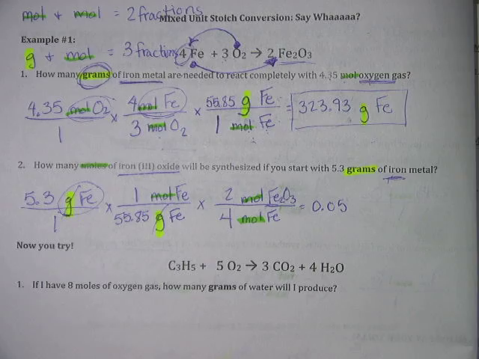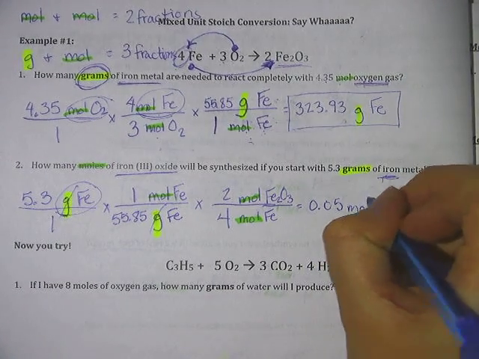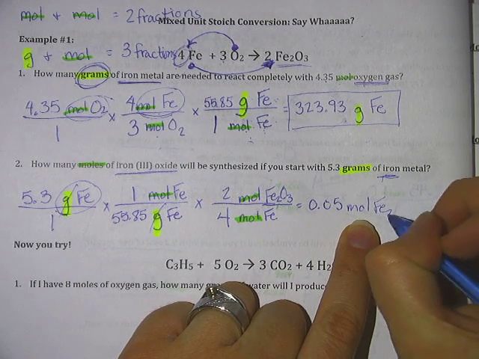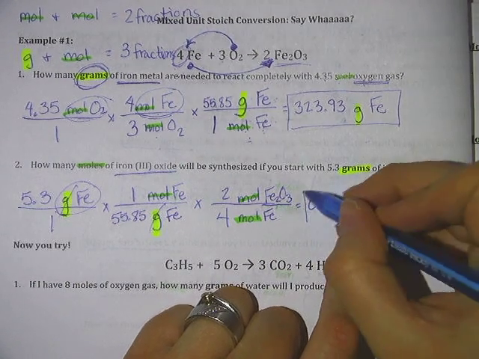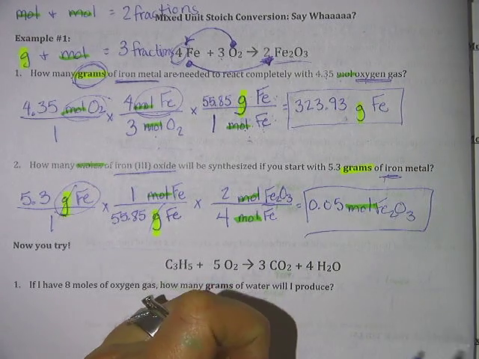0.05. Okay. And I do need moles a 4th time, so this must be moles. And what chemical is this? Fe2O3. Okay. Are there any questions at this time?